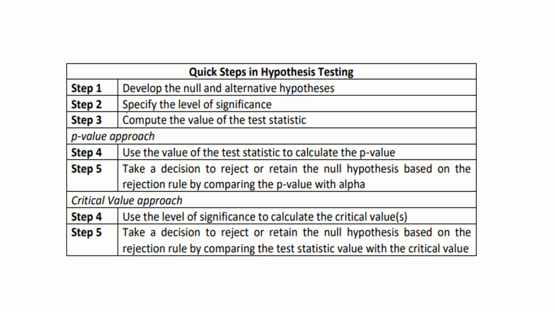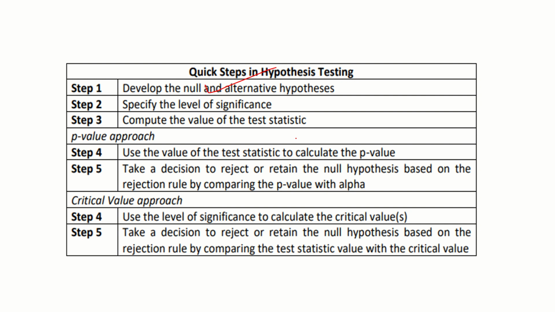Then there are some quick steps in decision making for hypothesis testing. First, in case of hypothesis testing, we have to read the problem and develop H0 and H1, the null and alternative hypotheses. Then we have to specify the level of significance that is given, whether it is 5%, 1% or 10%. Then we have to compute the value of the test statistic.